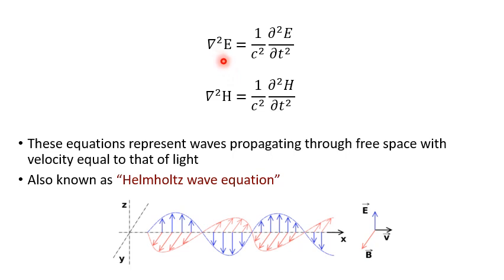we will get del square E is equal to 1 by c square dou square E by dou t square, and del square H is equal to 1 by c square dou square H by dou t square. So these equations represent waves propagating through free space with a velocity equal to that of light. These are also known as the Helmholtz wave equations. This figure shows an electromagnetic wave propagating in the x direction, and you can see that the electric field vector and the magnetic field vector both are perpendicular to the direction of propagation of the wave.